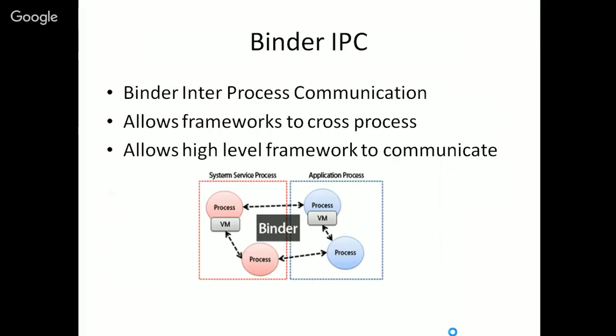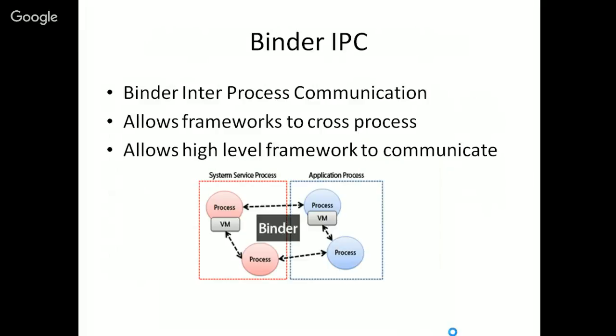The binder item that I mentioned in the Android architecture block was the second layer. Binder IPC proxy was the second layer of the architecture. Binder IPC is binder inter-process communication. There is a figure that you can see: system services and application process.